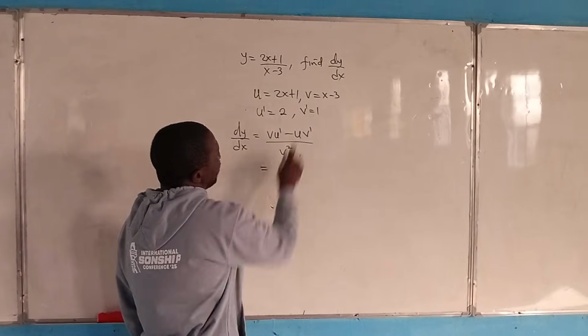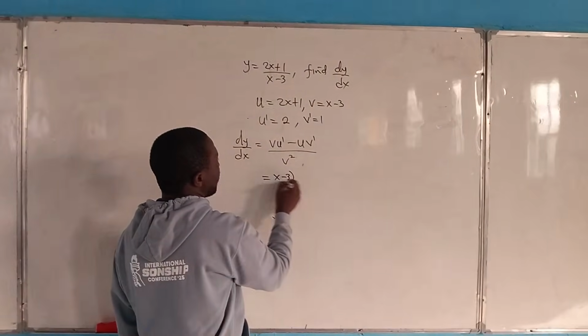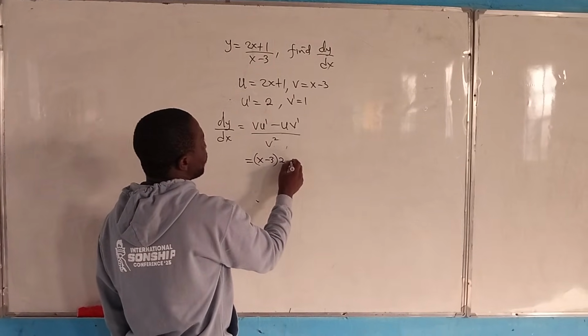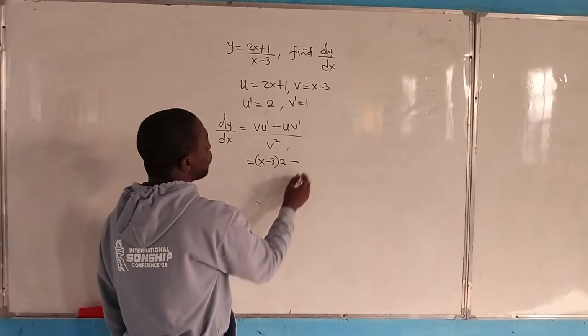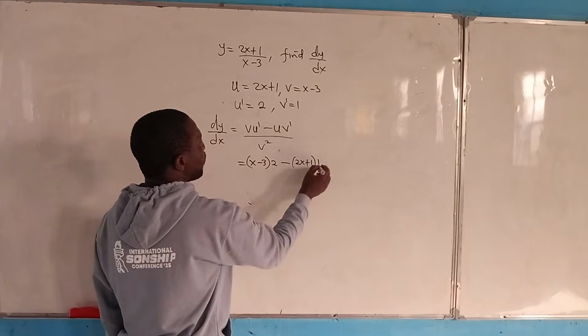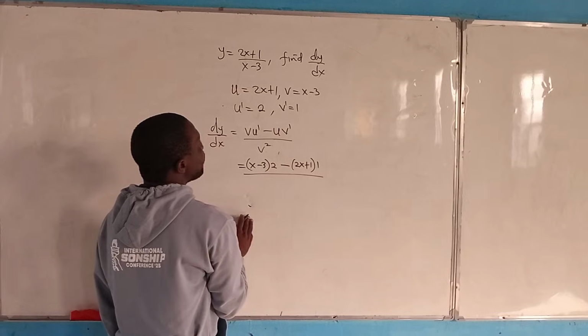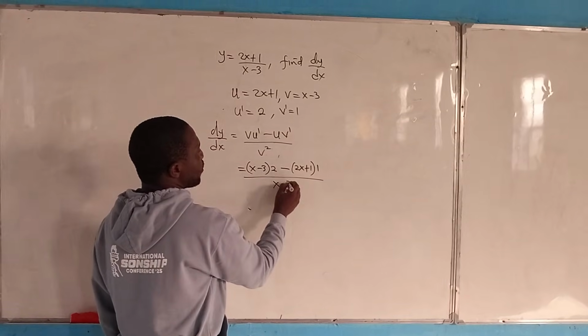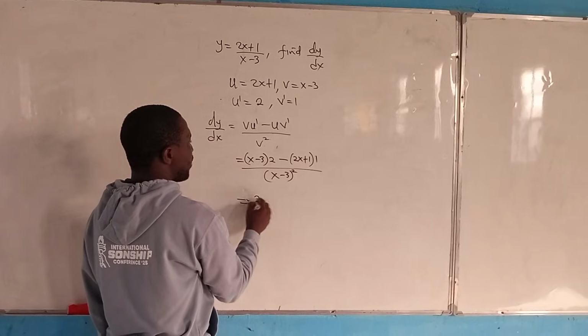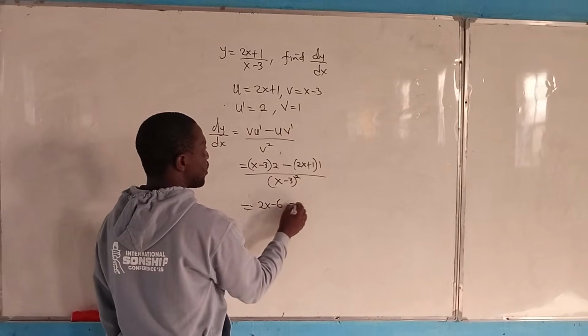What's my v? x minus 3. What's my u prime? 2. Minus, what's my u? 2x plus 1. What's my v prime? 1. What's my v? It is x minus 3. Then we square it. Use 2 to multiply that, we have 2x minus 6.